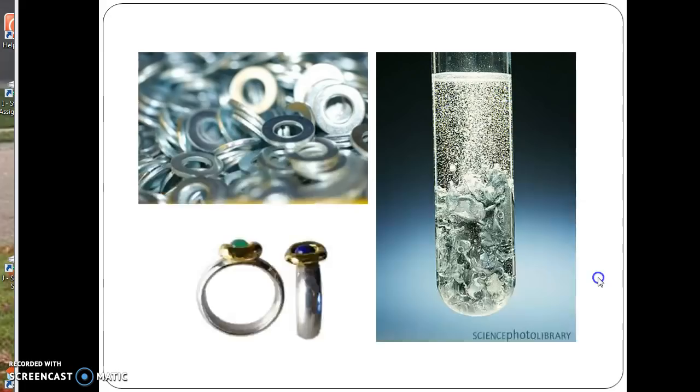So yes, that's metals. Here's a picture of a couple metals. You can see they're shiny, they're shapeable. We shape them into jewelry, we shape them into tools, we shape them into a lot of different things that we need. The picture over here on the right shows metal reacting with acid. All these bubbles are forming because the acid is reacting with the metal. All right.